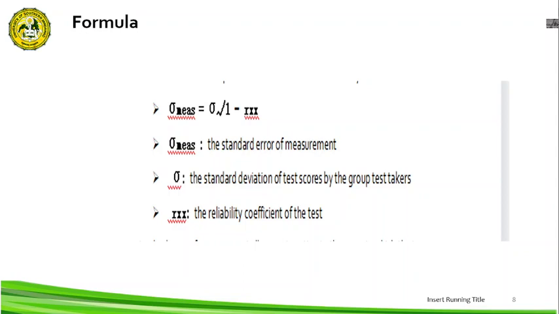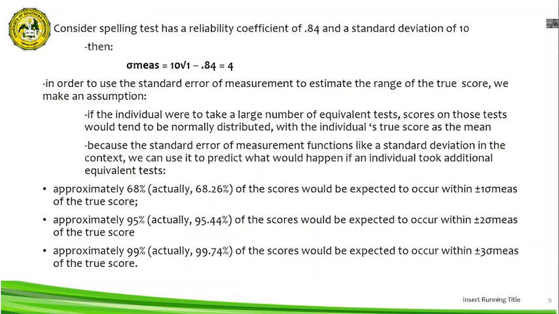Standard error of measurement allows us to estimate in what range the true score is likely to exist. So, consider a spelling test that has a reliability coefficient of 0.84 and a standard deviation of 10. Then the standard error of measurement is equal to 10 times the square root of 1 minus 0.84, which is equal to 4. Another example.